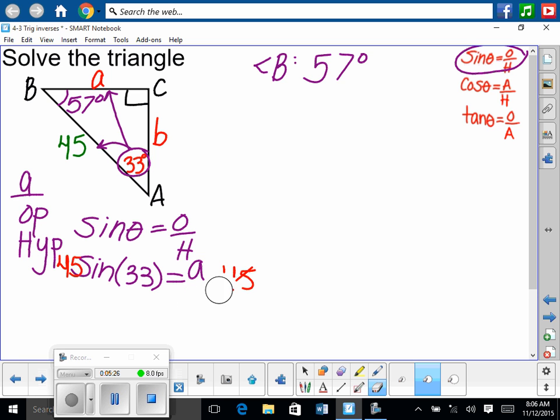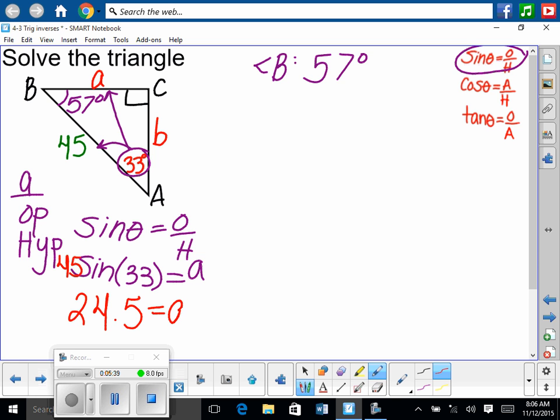All you have to do is type it into your calculator. So type it in: 45 sine of 33. Somebody tell me what you get. What was it, sorry? 24. So 24, did somebody else get that too? So 24.5 is equal to side A.